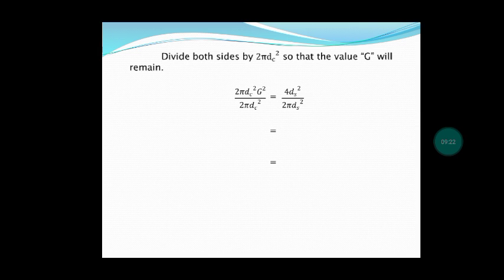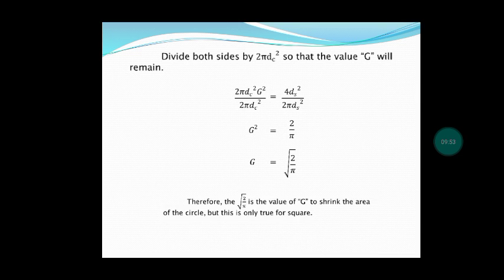Then atong 2 pi d squared kay ma-eliminate man na siya, so ang mabilin diri sa pikas is g squared. Ang sa pikas is 2 over pi. And then in order to mawala ang to the power of 2 sa g, atong i-square root. So, g equal to square root of 2 over pi. Therefore, the square root of 2 over pi is the value of g to shrink the area of the circle. But this is only for the square.